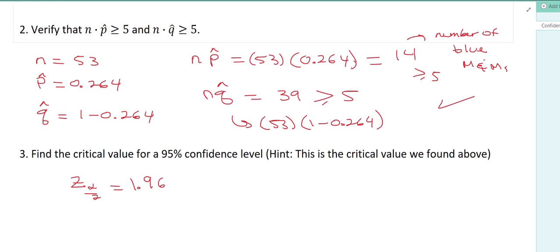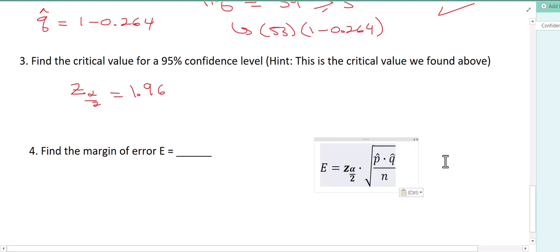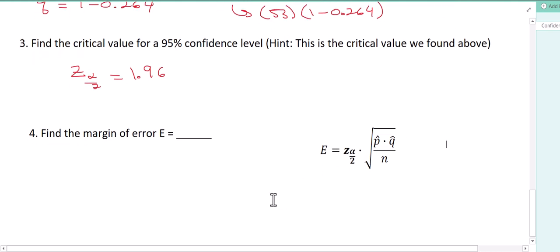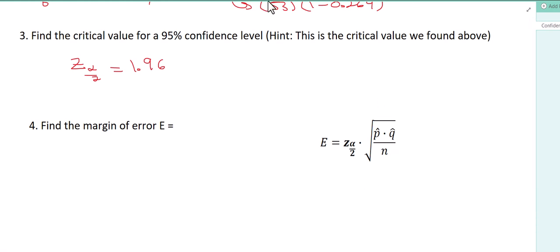Now we need to find the margin of error. So let's find the margin of error. Now remember that for the margin of error, we had written the formula up above. I'm just going to copy and paste it over here. So the margin of error is this formula, the critical value times the square root of p hat, q hat, over n. All right, so in part 3 we found the critical value. So to find the margin of error, I need my critical value. So this is the critical value.